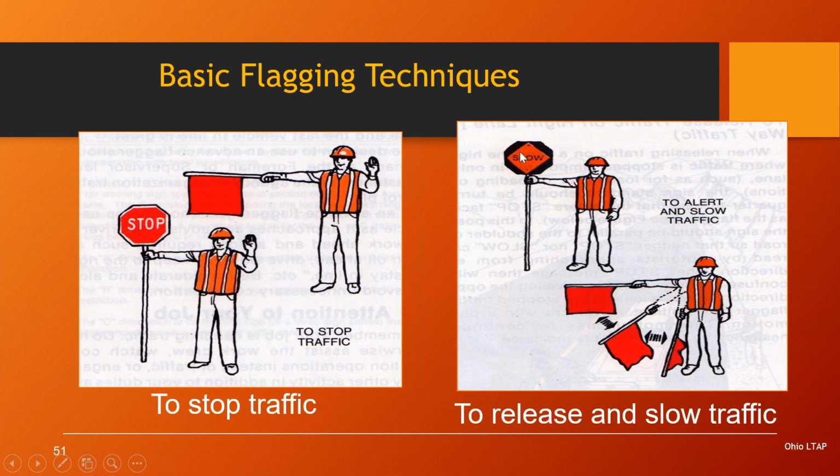And then to release traffic, you're turning the slow part of the sign around, and you can use your left hand to point to the open lane. This also shows you how to stop traffic and release traffic with the flags.